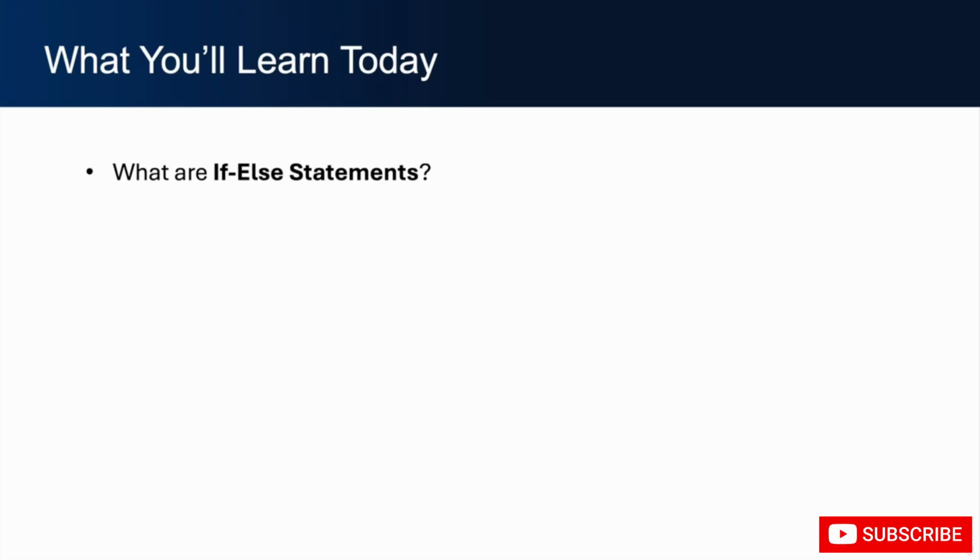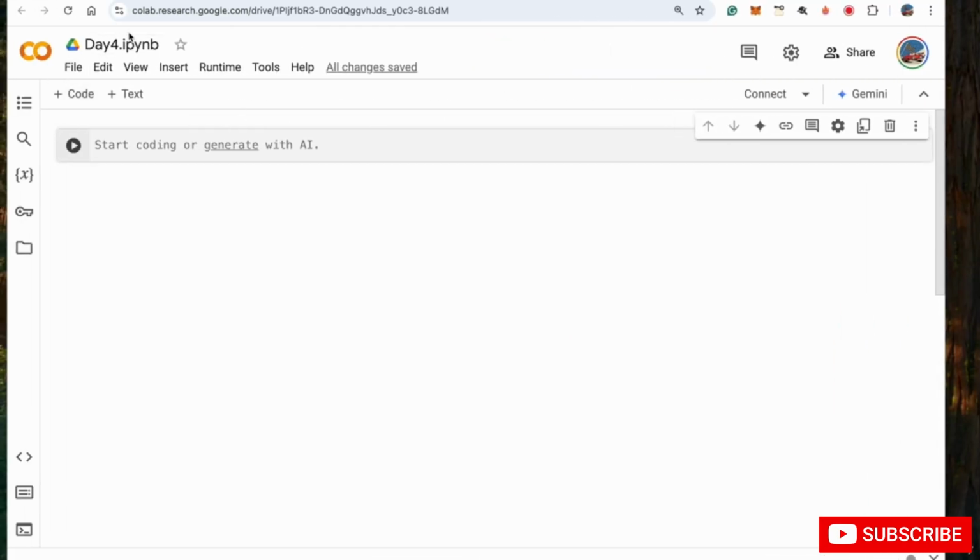Now first, what are if-else statements? They are conditional statements that let your program make decisions based on specific conditions. Now let's look at a basic syntax. So I've created the day 4 file here, and here I am going to say if condition, this is the syntax, colon, and then I'll say do something if the condition is true.